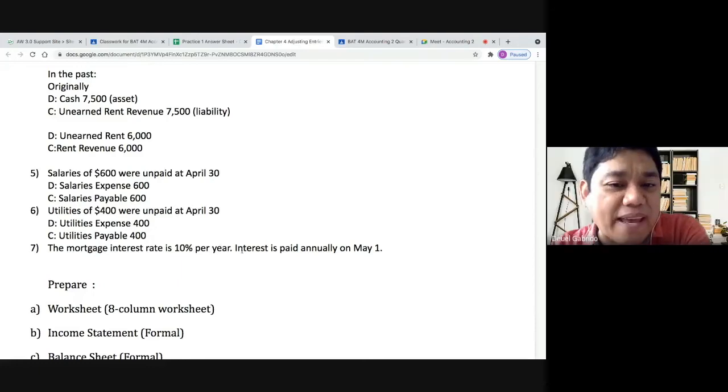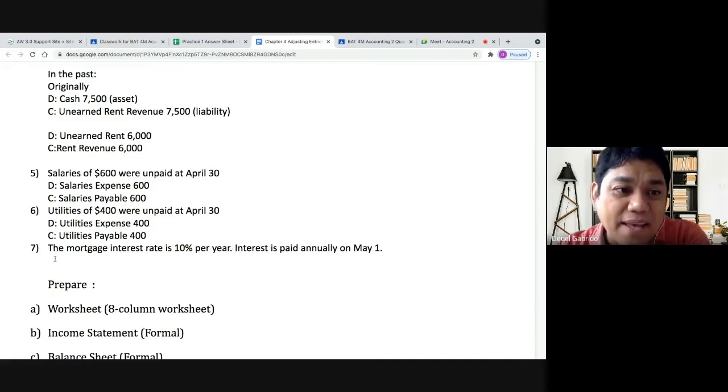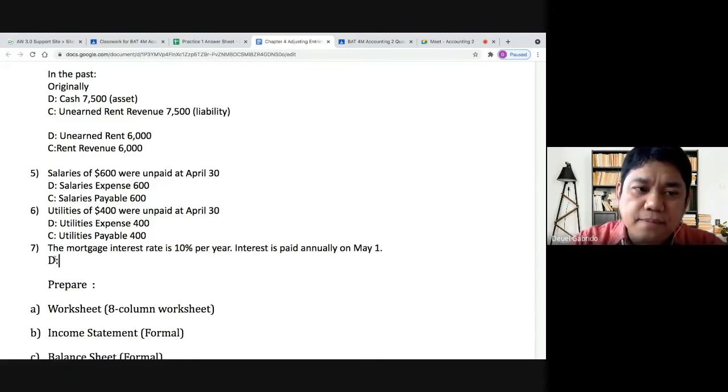When shall we pay? Actually, we paid it when? Look at the second sentence. We paid it on May 1st. But of course, guys, it's still accrued. When I say accrued, it's still unpaid on April 30th, right? And I ask you to create an income statement and balance sheet. What must be debited? Debit. What kind of expense are we having? Let's just put the word mortgage interest expense.